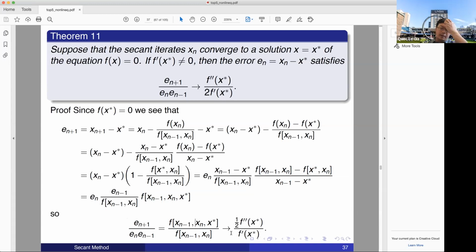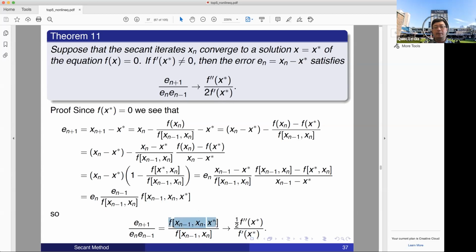And you take the limit, and then the limit just gives you 1/2 f double prime x star when n goes to infinity. So remember, where do we get this formula? So the last one is okay, right? I mean, the bottom one is okay, right? Because the divided difference, when you take the limit, when xn goes to x star, then it's just the derivative, f prime of x star, right?